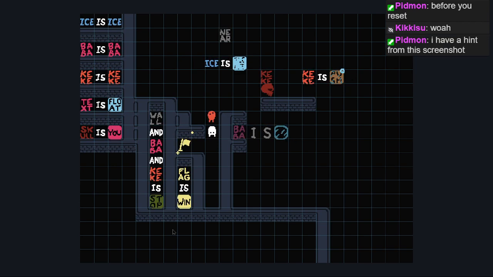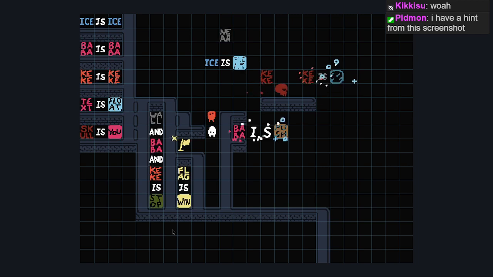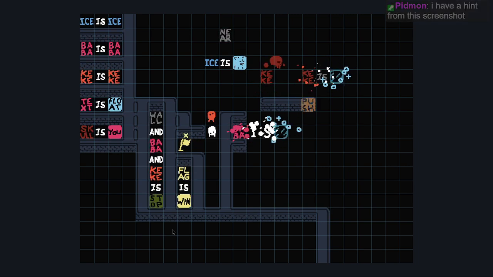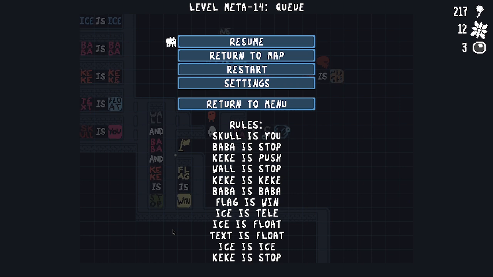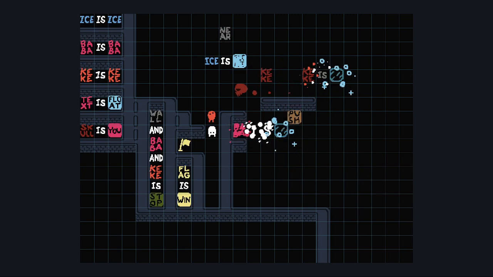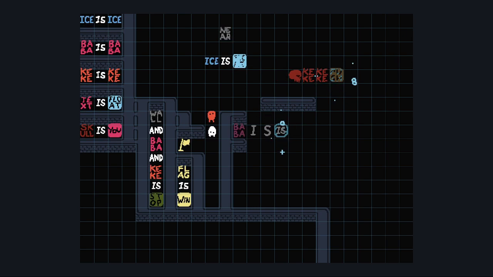Pidman, before you reset and kick Keke is, I have a hint from the screenshot. Oh? I guess post it in my DMs. Let's see it. Earlier we tried stacking the Keke is blocks on top of each other, and then having Keke's push. The pause screen will actually show Keke is push twice, which is interesting, but still not all too handy, unfortunately.